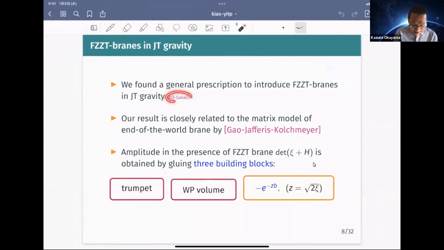In our paper with Kazuhiro Sakai, we found a general prescription to introduce FZZT branes in the JT gravity matrix model. Our result is closely related to the matrix model description of the so-called end-of-the-world brane studied by Gao, Jafferis, and Kolchmeyer. We found that the amplitude of the JT gravity matrix model in the presence of this FZZT brane, or in other words the determinant operator, is obtained by gluing several building blocks, in this case three building blocks. One is the trumpet, another is the Weil-Petersson volume. These two already existed in the original paper by Saad, Shenker and Stanford, but a new ingredient is this exponential factor associated with the FZZT brane.